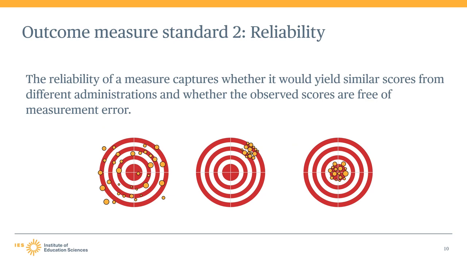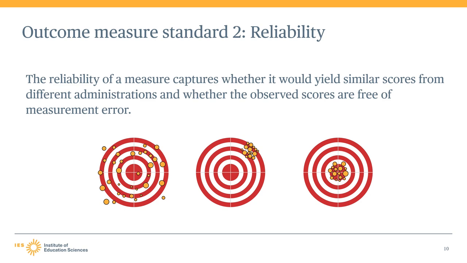Outcome measures must also have a high degree of reliability to meet WWC requirements. The reliability of a measure captures whether it would yield consistent scores from different administrations. A highly reliable measure indicates that the observed scores have low measurement error. For example, a reliable measure will return similar results if a study gives the same assessment to the same group of students repeatedly. So let's imagine that these target images represent the outcome measure of interest.